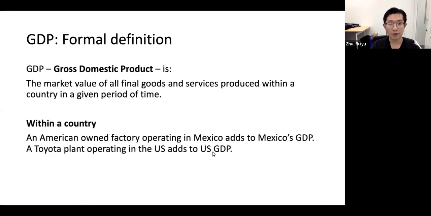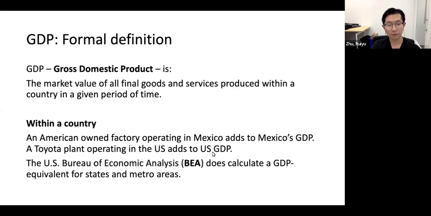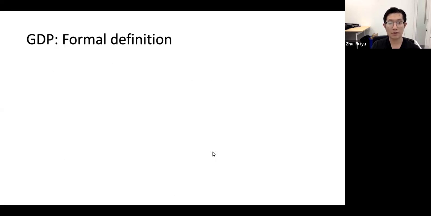The third point is that we are calculating within the country, which means we care about the location of the production. So an American-owned factory operating in Mexico will add to Mexico's GDP even if it's owned by American people, right? Because we're only concerned with the location. Also, a Toyota plant operating in the US will add to the US GDP, even though it's not owned by American people. And the BEA also calculates GDP equivalents for states and metro areas.